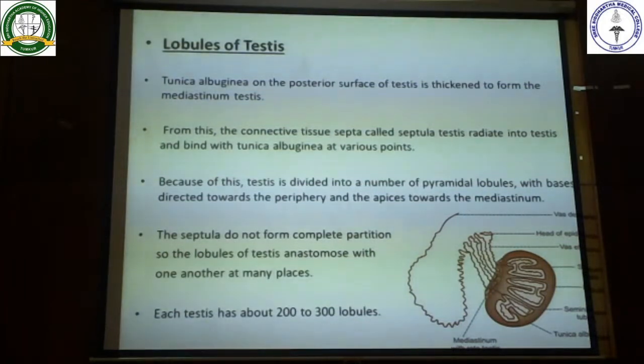The point to note here is that the septula testis does not form a complete partition. It is not like every lobule of the testis is separate. The lobules of the testis anastomose with one another. In the diagram you can clearly see that they are not separate structures. There is connection; anastomosis is present.